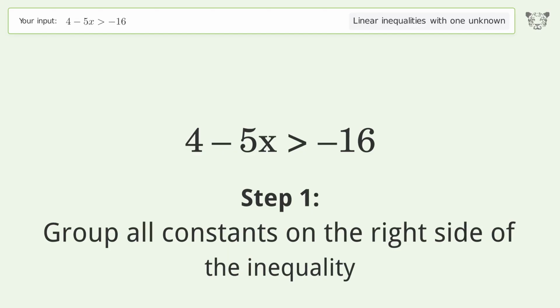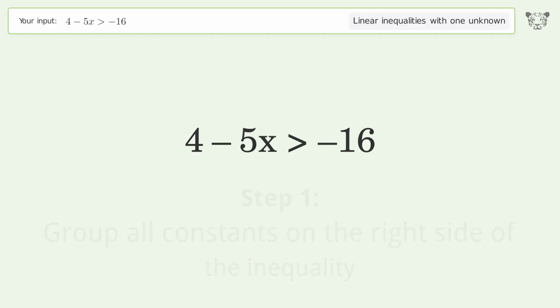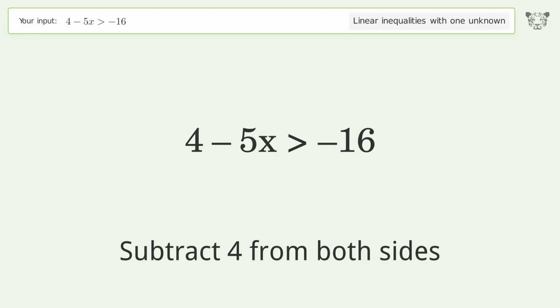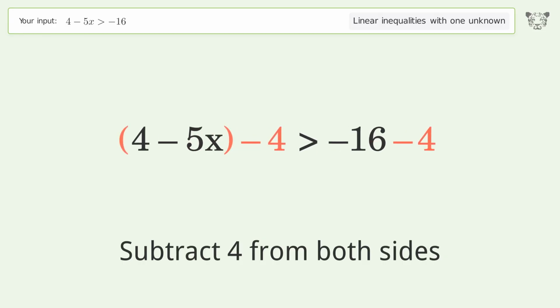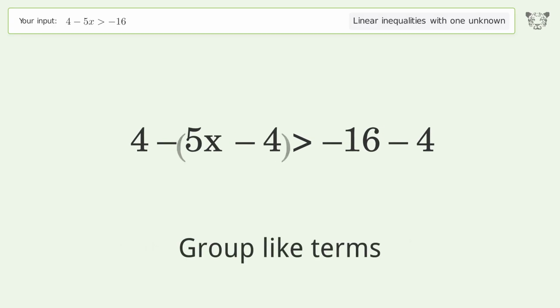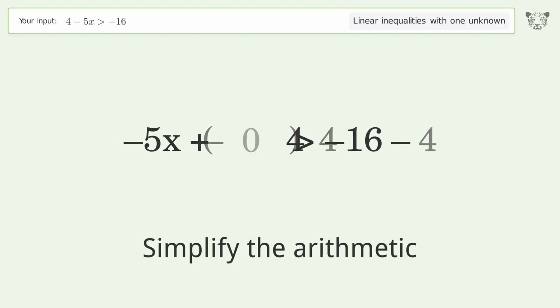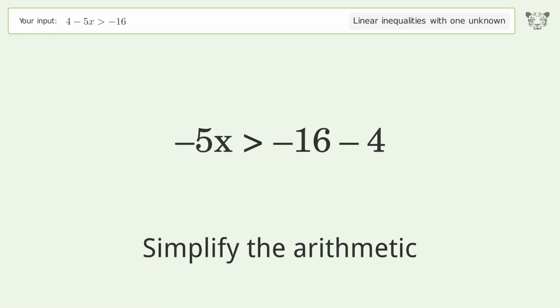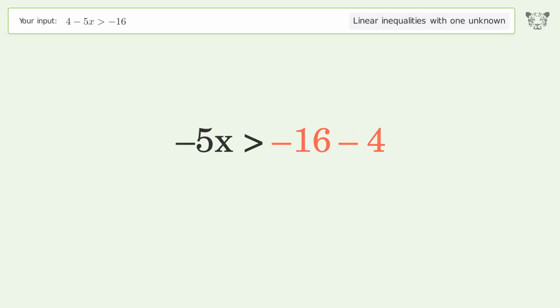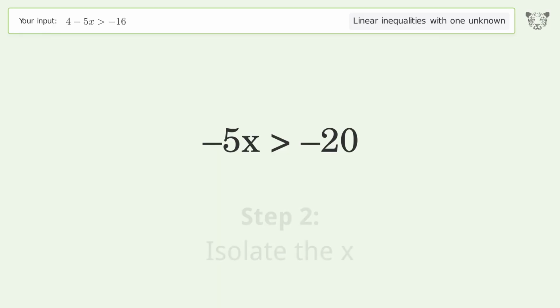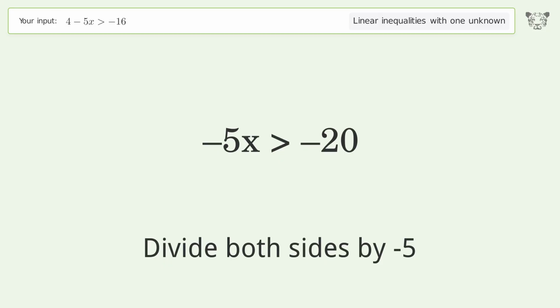Group all constants on the right side of the inequality. Subtract 4 from both sides. Group like terms. Simplify the arithmetic. Isolate the x. Divide both sides by -5.